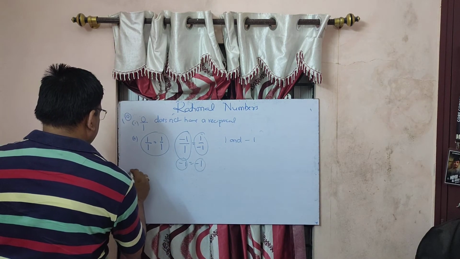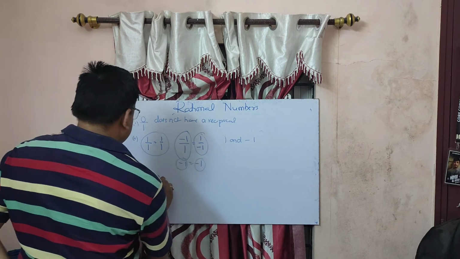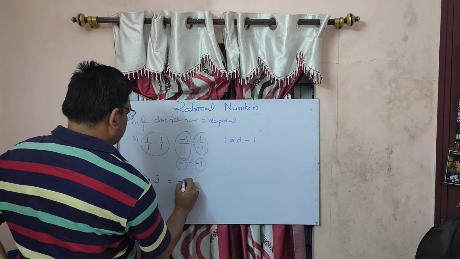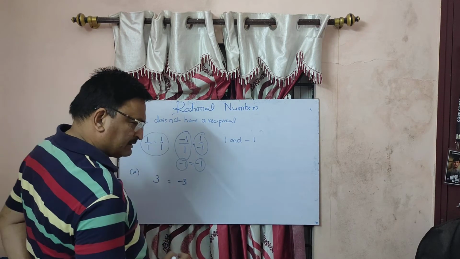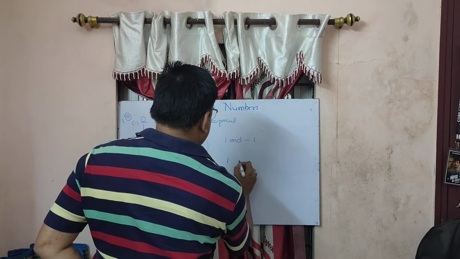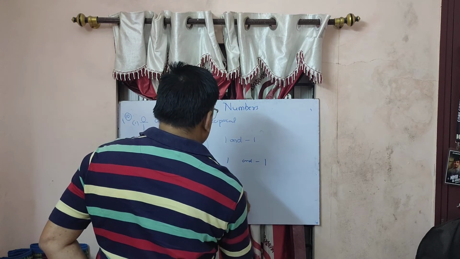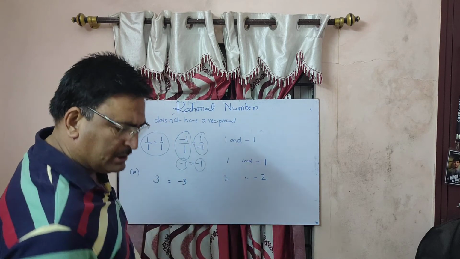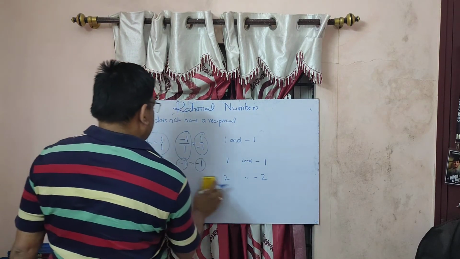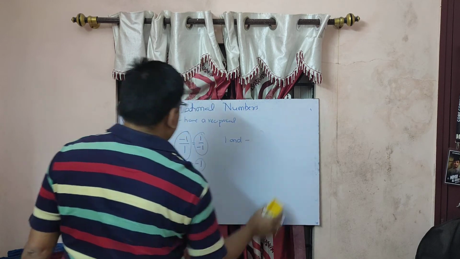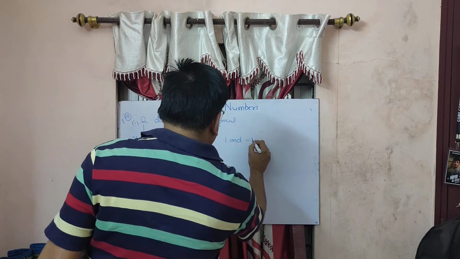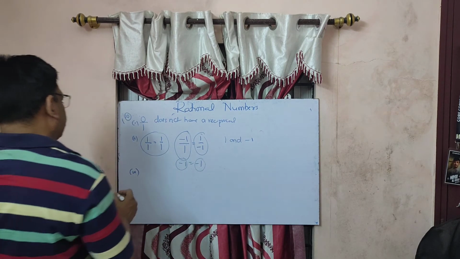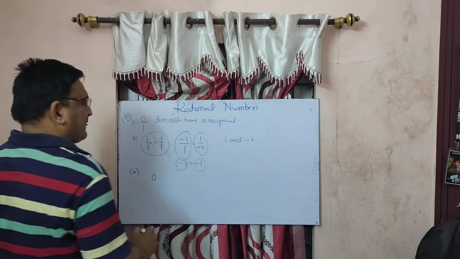For example, 3 is there. Is it equal to its negative? Are 3 and minus 3 equal? No. Are 1 and minus 1 equal? No. Are 2 and minus 2 equal? No. So which is that number? If that number and its negative are equal, then that is 0.